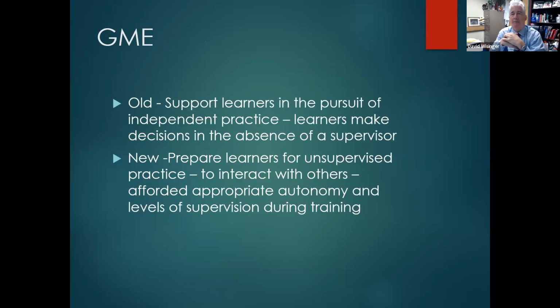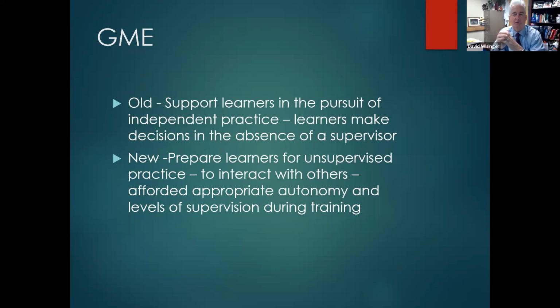So for those of you who have been engaged in graduate medical education for a while, and I admit I've been doing this for a while, and some of you literally have just started: back in the day, we used to focus on supporting learners in the pursuit of independent practice. In other words, it was a see one, do one, teach one modality. And learners often made decisions in the absence of a supervisor. And you don't want to hear the stories, but there are stories.